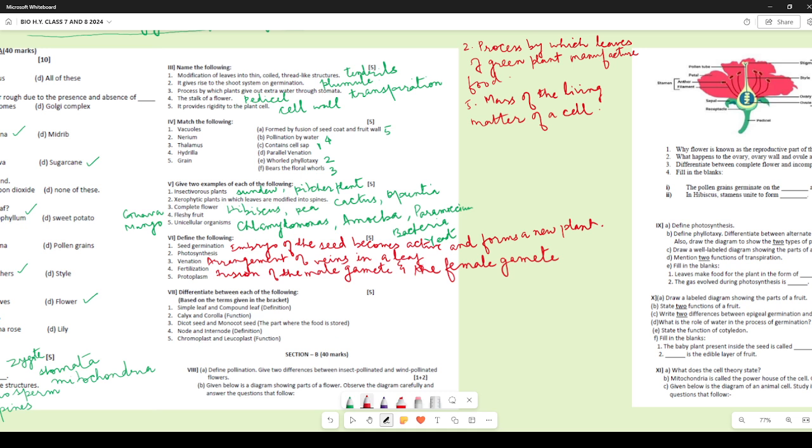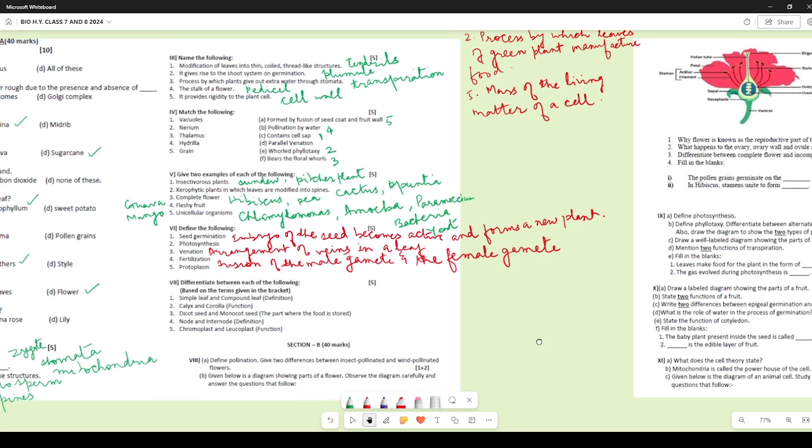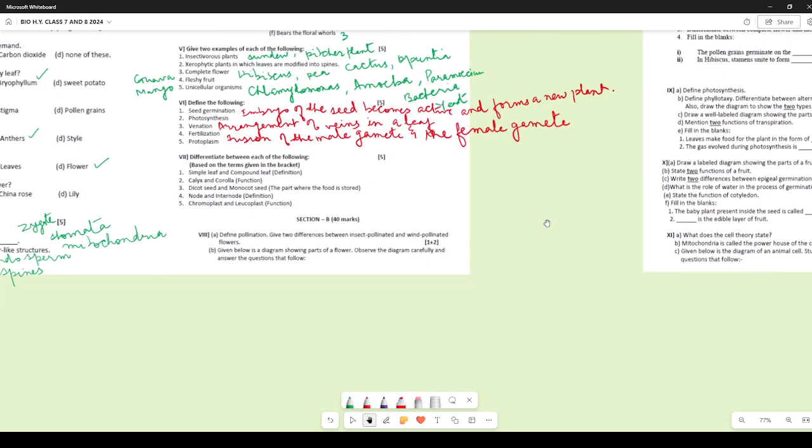Right. Now differentiate between the following based on the terms. So simple leaf and compound leaf. Let me scroll it up a little bit so that we get more space to write. Alright. So what we have over here? Simple leaf and compound leaf. How do we define simple leaf?